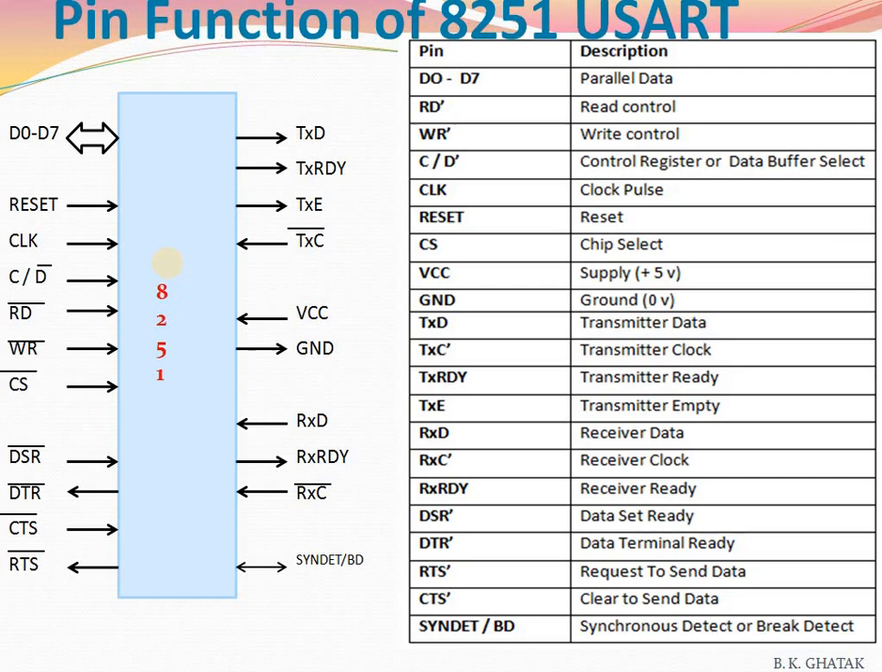Clear? So next one is VCC. VCC is the supply voltage. It is connected with a plus 5 volt power supply, and then the ground, which is connected with the ground signal. Clear?